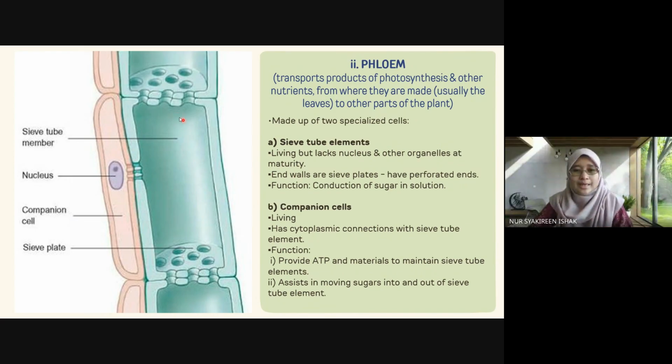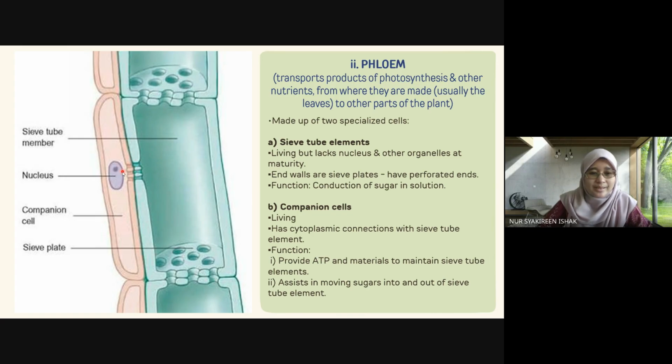The ends of these cells have sieve plates. This is to allow easy conduction of sugar from one cell to the other cell. So they are perforated. And then there are the companion cells here. These are living cells that have a cytoplasmic connection with the sieve tube elements.